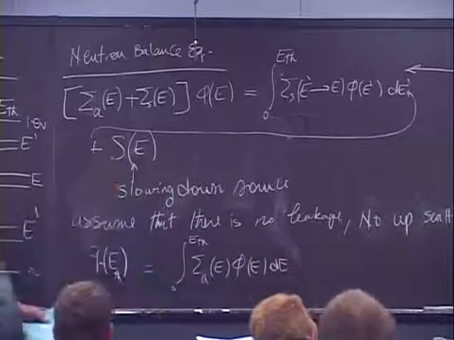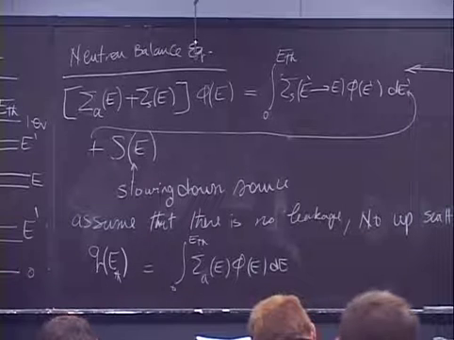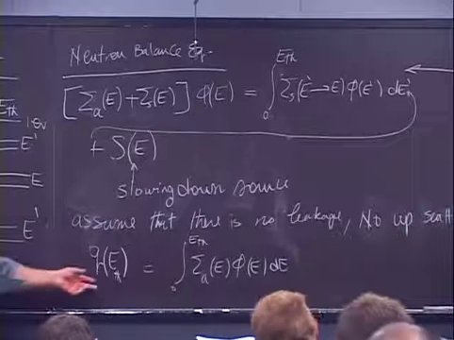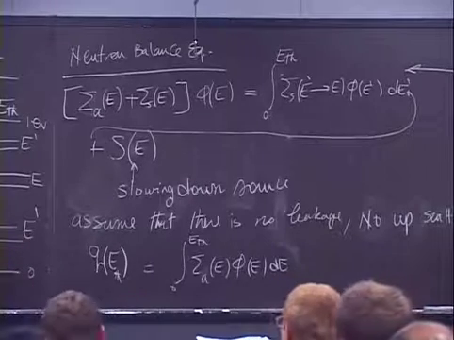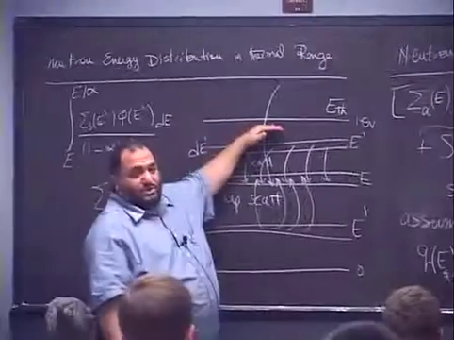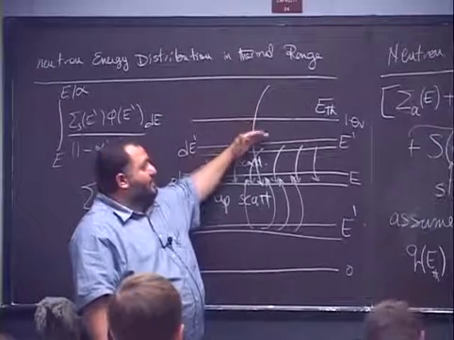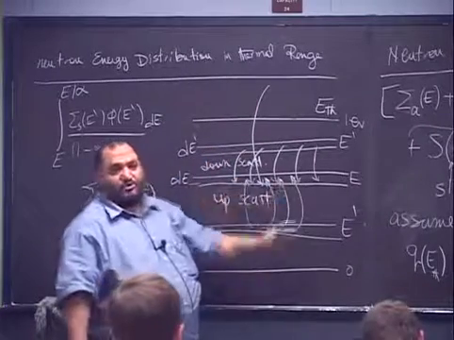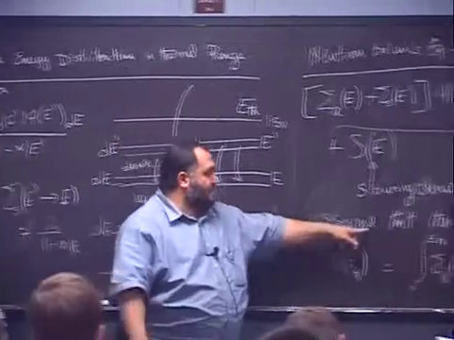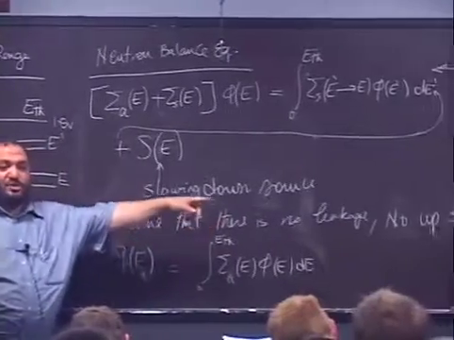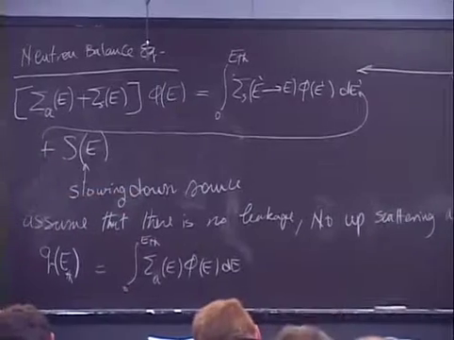What does this equation mean? Can somebody tell me the physical meaning of this equation? All the neutrons coming below E thermal will be absorbed. Yes, all the neutrons slowing down from the slowing down region beneath E thermal should be absorbed, in case they satisfy what? No leakage and no upscattering. Yes, guys?